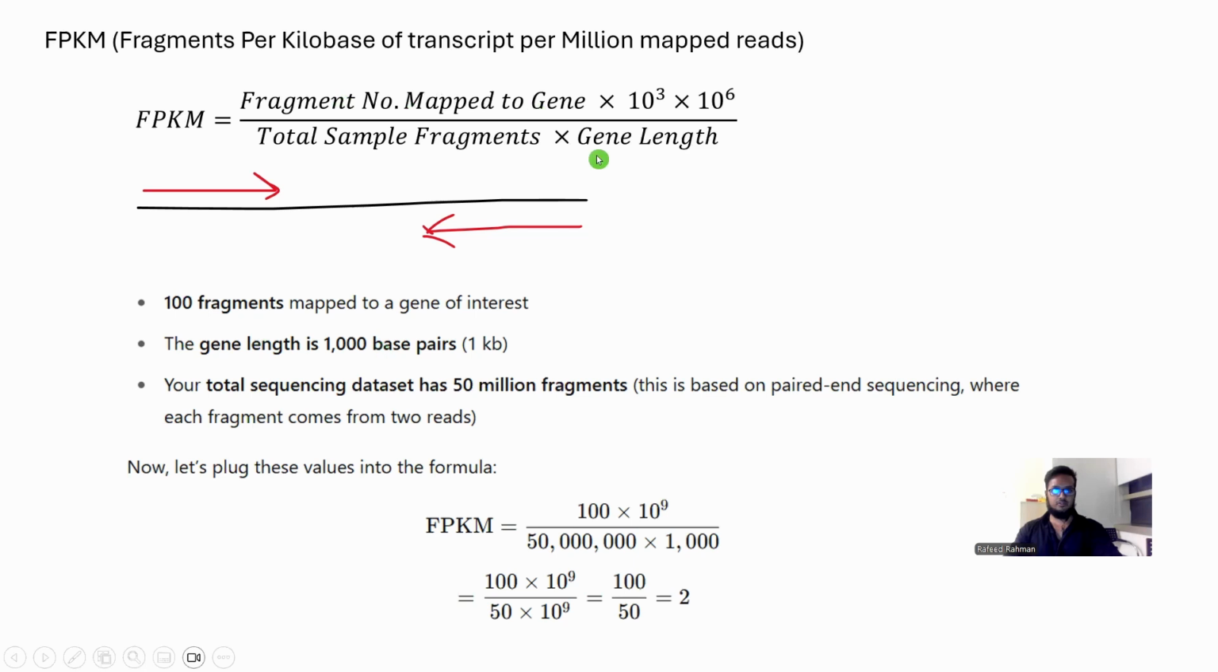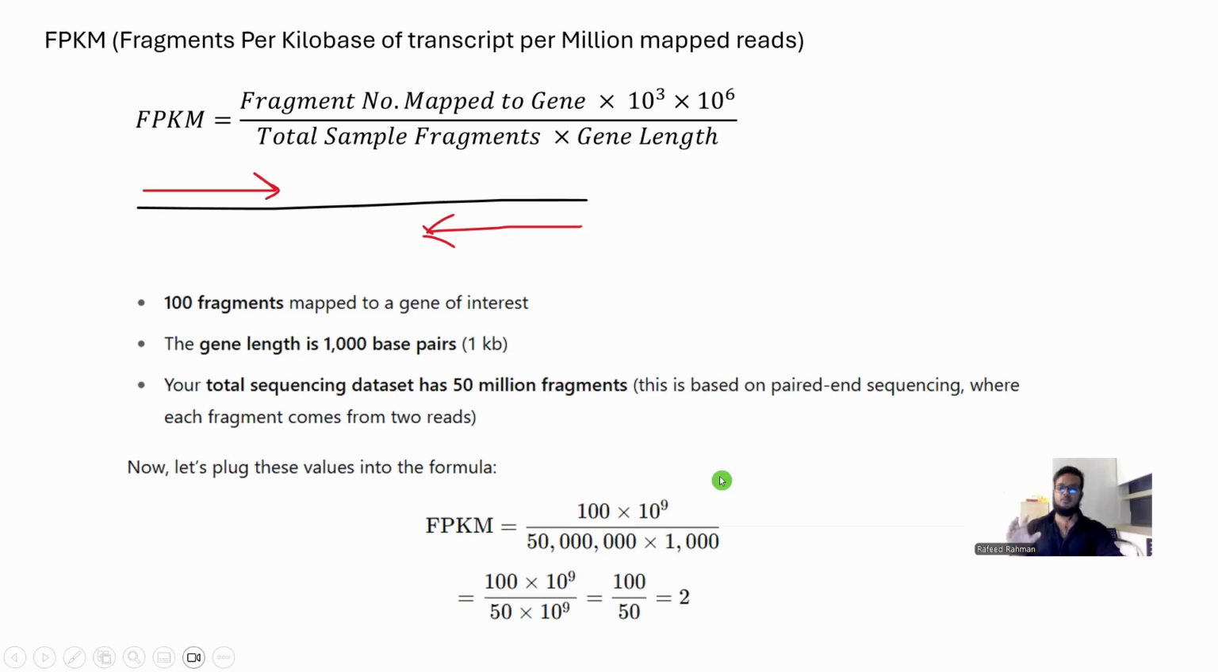Gene length is 1000, so we are going to put 1000 right here. Then the total number of fragments of that sample is 50 million. We have given 50 million right here, right? And 10 to the power 9 is from this place. So if you multiply these two, it's 10 to the power 9. If you do the math, then the FPKM value will be 2.